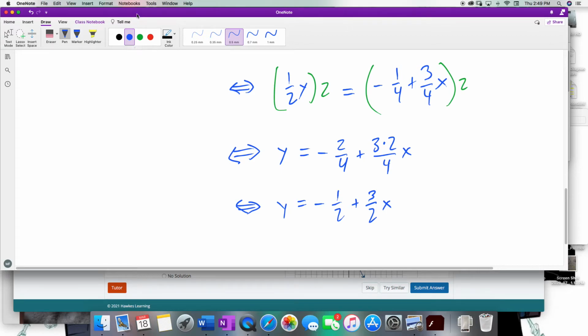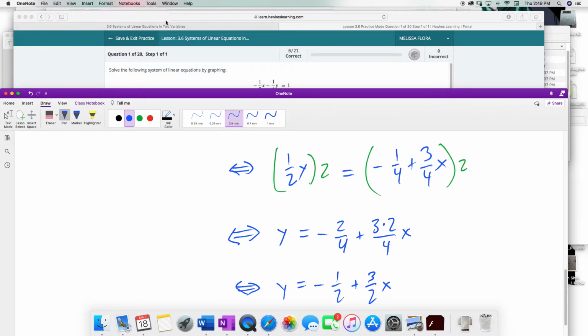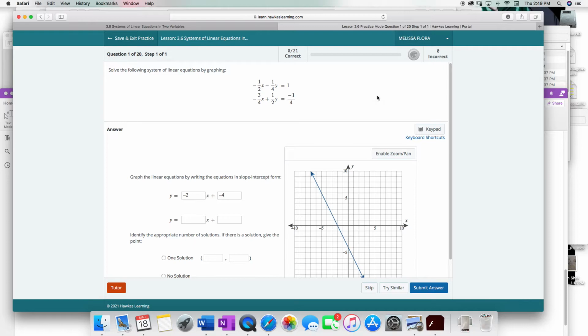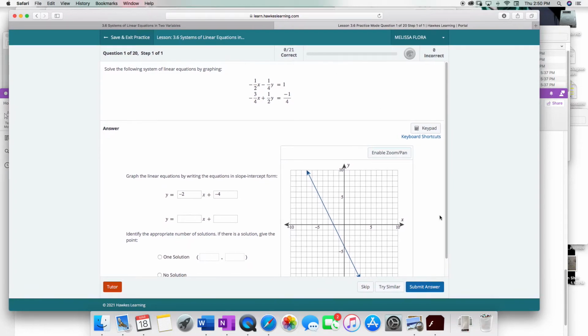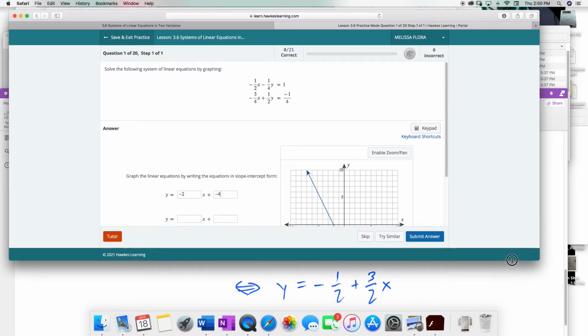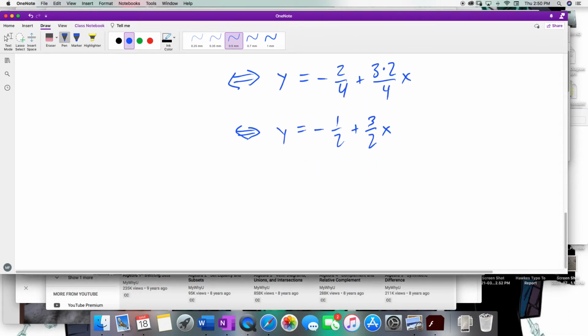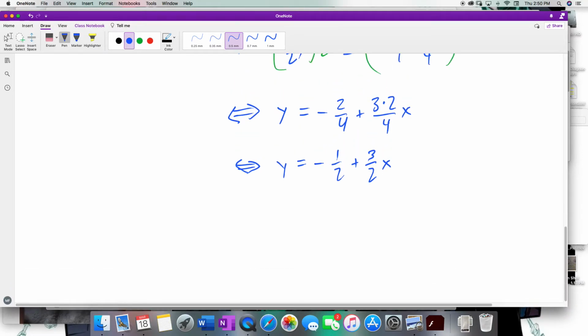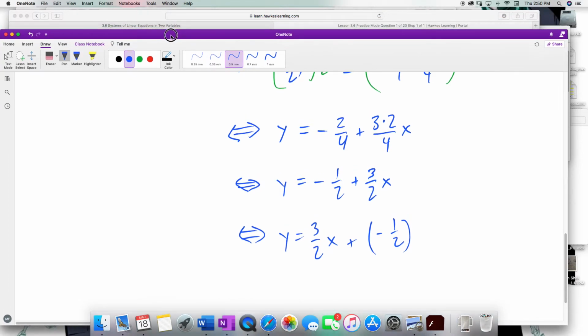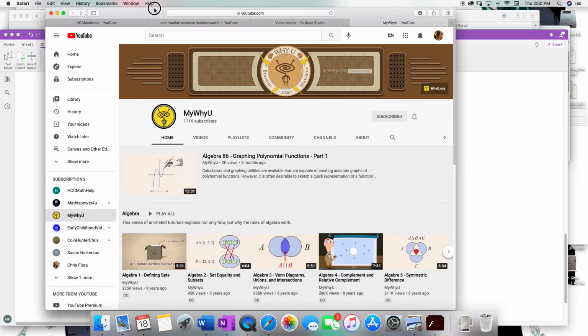So as before, let's go ahead and put this in our, oh, whoops, let's finish writing it in slope-intercept form. Sorry about that. Okay, so this would be y equals 3/2 x plus -1/2. Okay. So we have 3/2 as our slope.